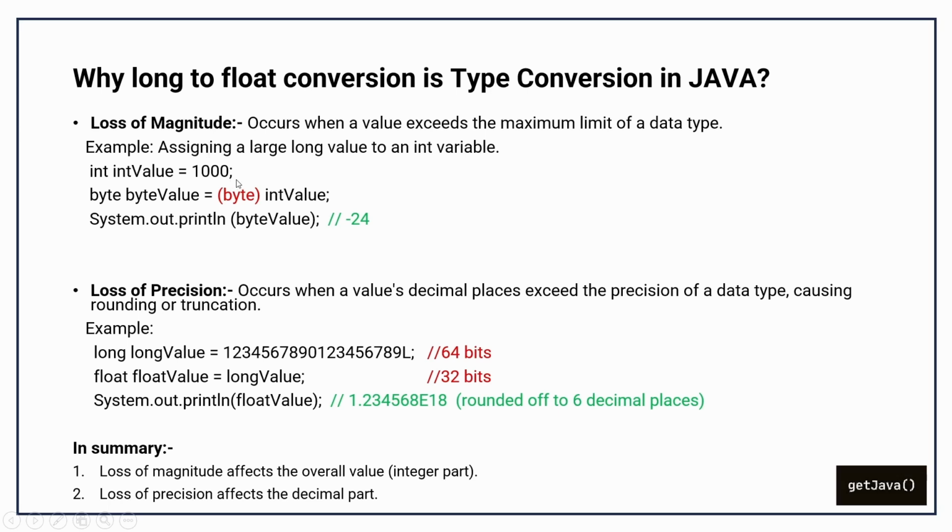So when there is a change in magnitude, we have to mention it manually. That is considered major data loss. But if there is a loss of precision, we don't have to tell Java or the compiler manually to do that conversion. Loss of precision is allowed and it is taken care of automatically by the compiler or the JVM. But in case of loss of magnitude, as a developer, you have to tell the compiler that you are okay with the loss of data.